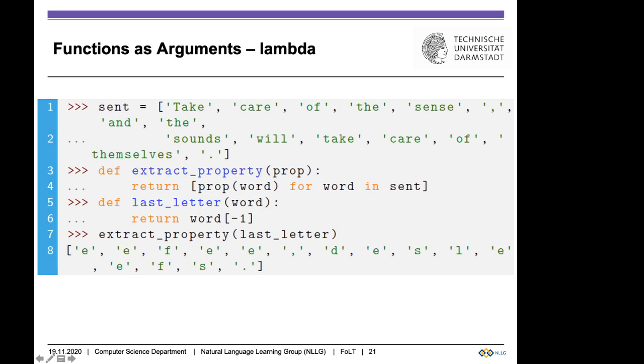Now we see another example, where we can pass new functions that we define to our particular function. For example, here we create a last letter function which obtains the last letter of every single word. Then we pass this function into the extract property function. Then as a result, we can get a list of the last letters of every single word in the given sentence.